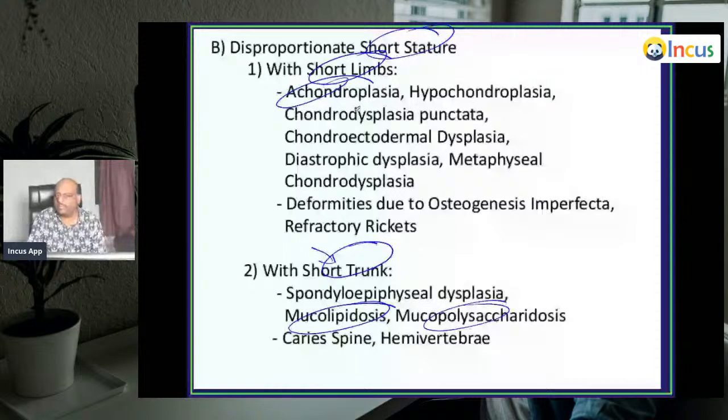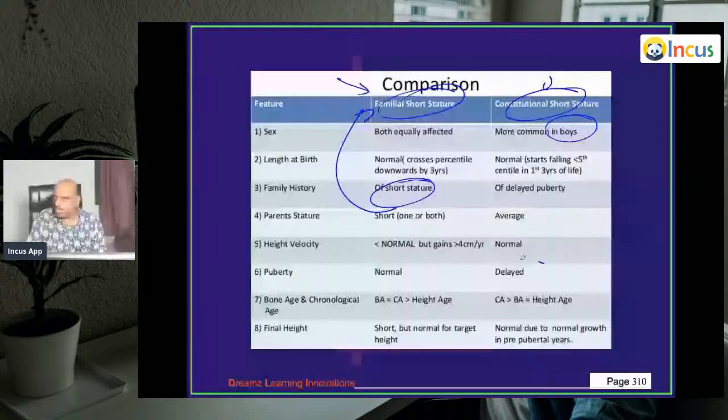So, doctor, another favorite question: familial short stature versus constitutional short stature. Constitutional is more common in boys. There's a family history of short stature in familial short stature. So all these differences you have to be very sure about, doctor. Delayed eruption of the teeth can occur in cleidocranial dysostosis, whereas in ectodermal dysplasia, the teeth themselves are totally or partially absent, is what you need to remember.